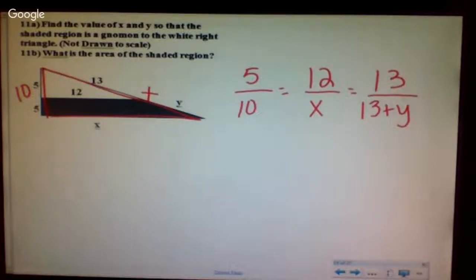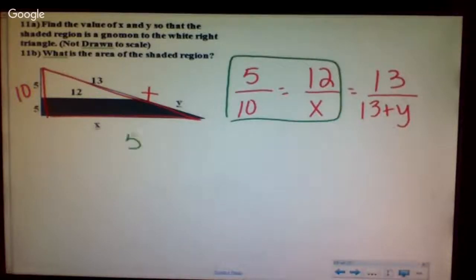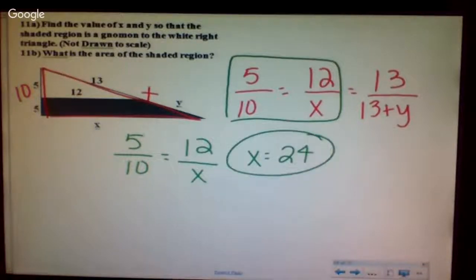Okay, so again, when we want to do our proportions, always pair it with something with no variable. So 5 over 10 equals 12 over x. Again, this one's super simple. To go from 5 to 10, we times 2. So 12 times 2 gives me 24. Okay, so there's one.